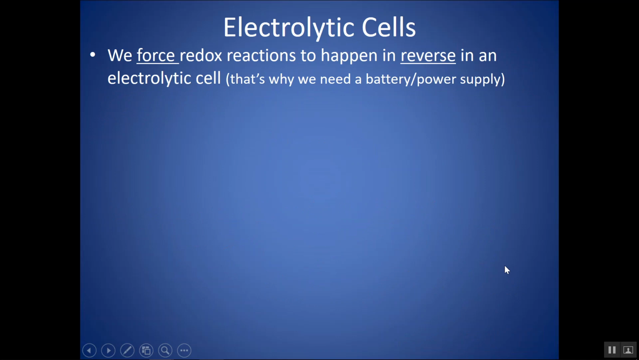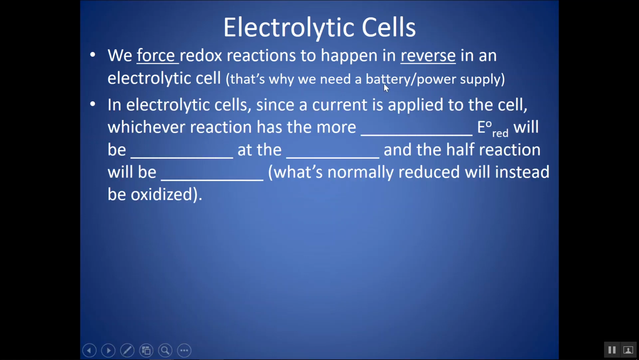We can also do electrolytic cells that don't involve actual electroplating, but we can actually take any redox reaction and force it to happen in reverse. And if we do that, we are creating an electrolytic cell. We would need some type of battery or power supply to make the reaction happen in the reverse direction. So what would normally be oxidized is now reduced, and vice versa.